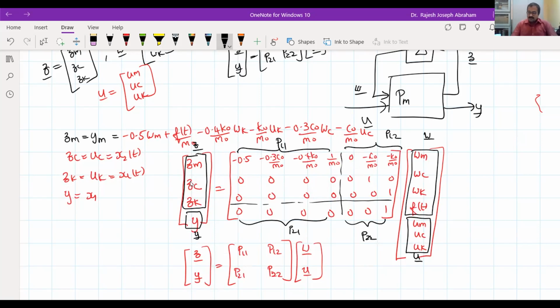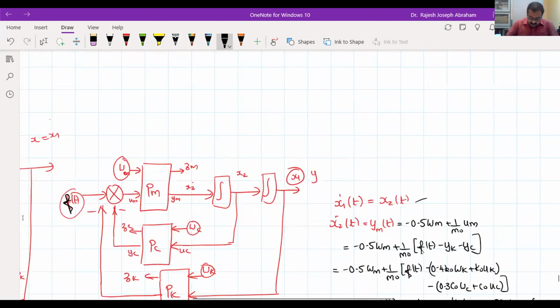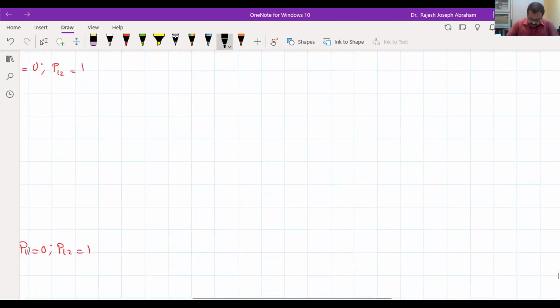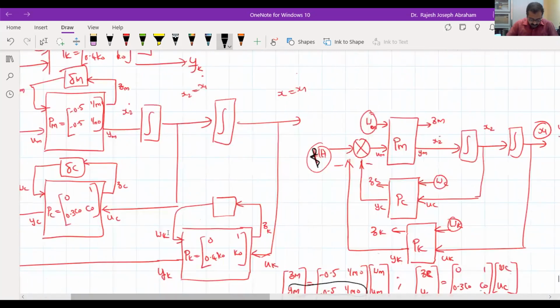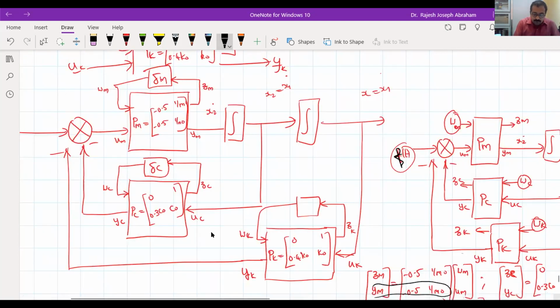Okay. So we have separated out the perturbations within the 3 parameters: the mass, the spring, and the damper, and represented in standard form. Now, if you consider the uncertainty blocks coming over here, what was WM? WM was Zm into delta M. What was WC? Delta C into ZC. And what was WK? Delta K into ZK.